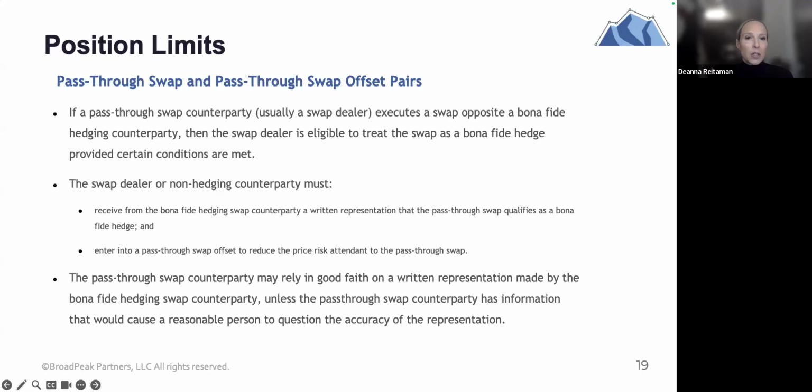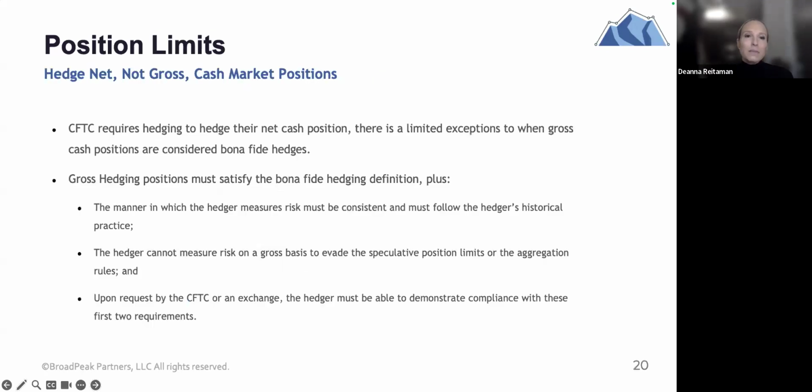So if you go to slide 20, the CFTC requires hedging to hedge your net cash position, right? There are limited exceptions to when gross cash positions are considered bona fide hedges, and I put that here just for the sake of having complete slides when you take these offline. There are 3 requirements to have gross hedging positions satisfy the bona fide hedging position definition, and I leave those here for you.